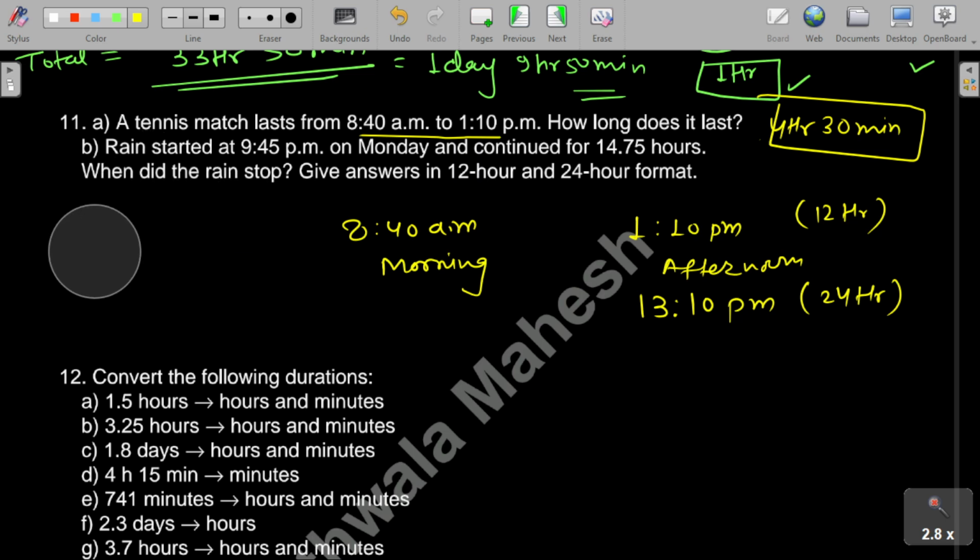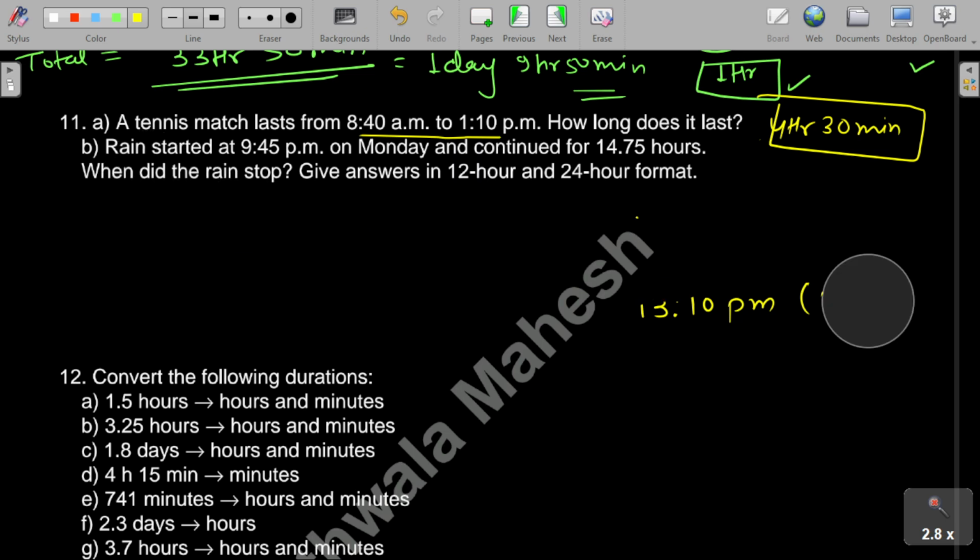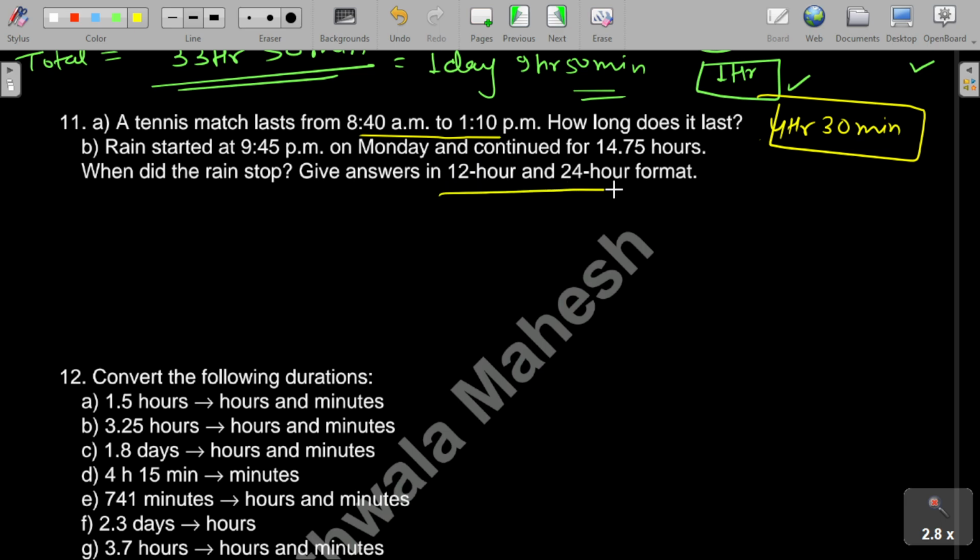Option B. What is option B? Rain started at 9:45 p.m. on Monday and continued for 14.75 hours. When did the rain stop? Give the answer in 12-hour and 24-hour format.